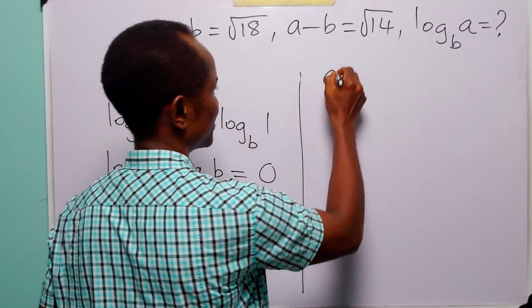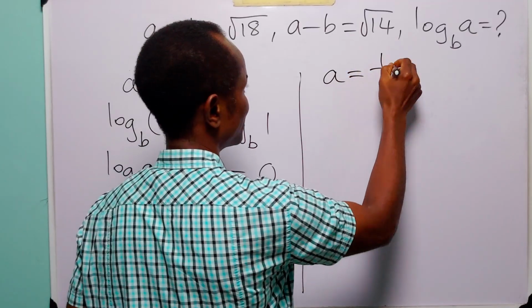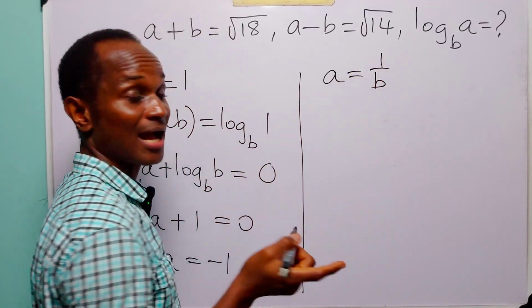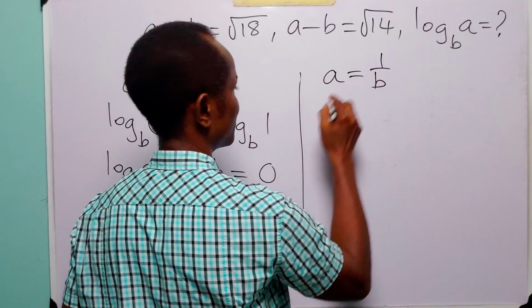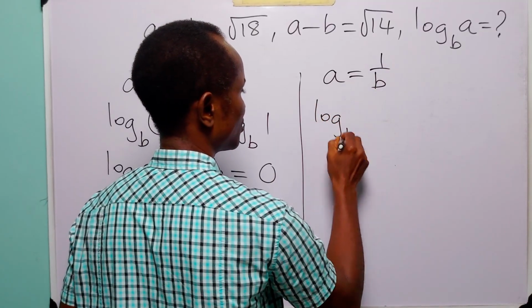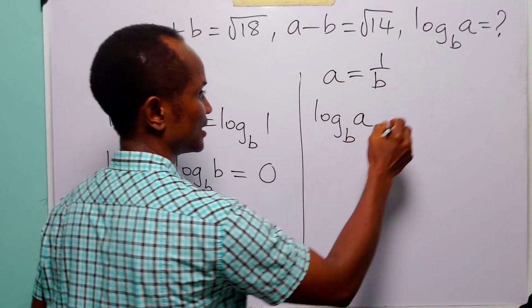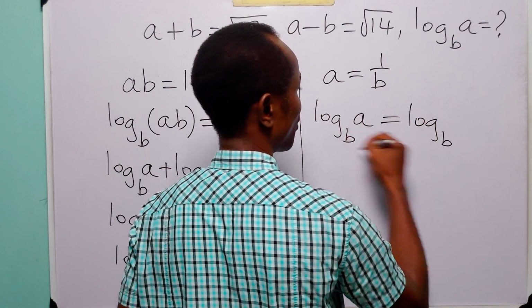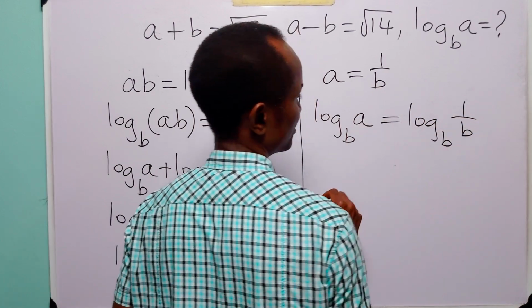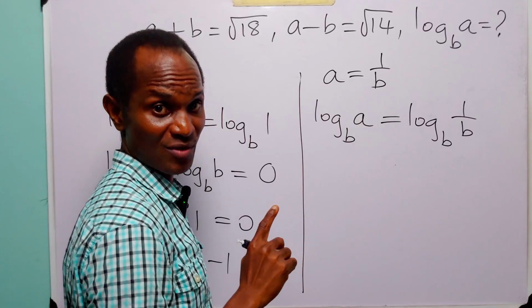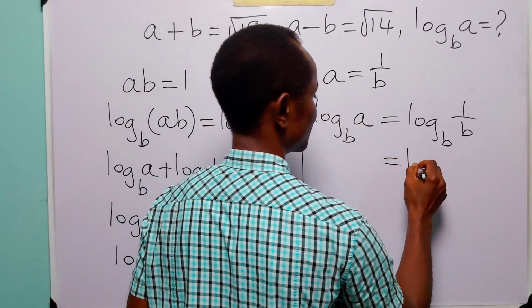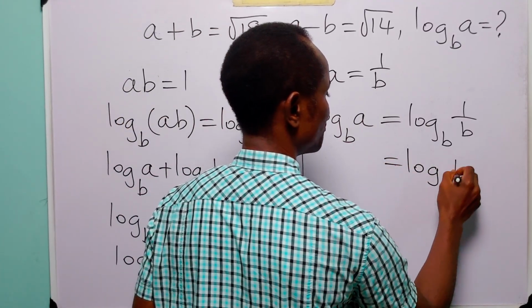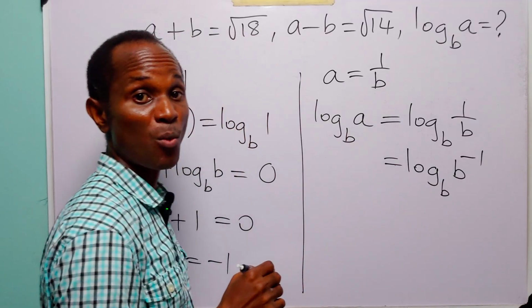Now the second method is, from here we divide both sides of this equation by b. So we have that a is equal to 1 over b. And that tells us that log to base b of a is the same as log to base b of 1 over b. But of course, you know that we can write 1 over b as b to the power minus 1.